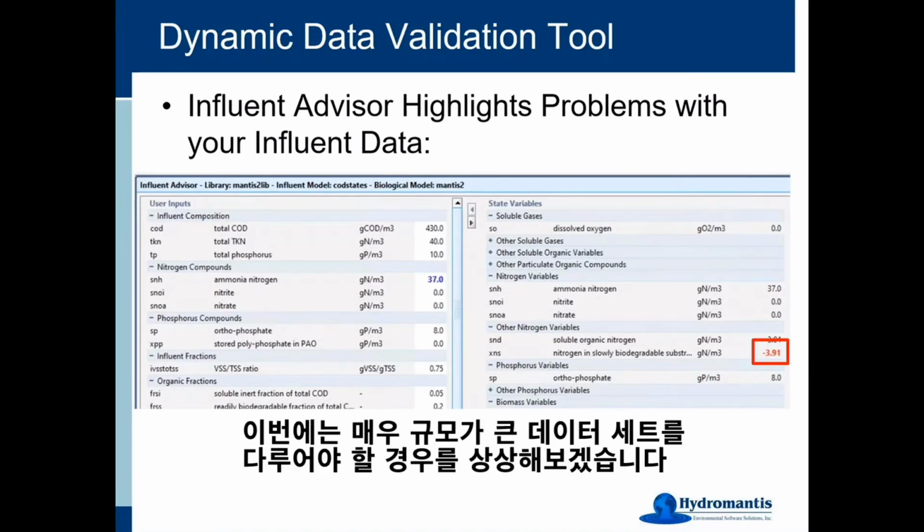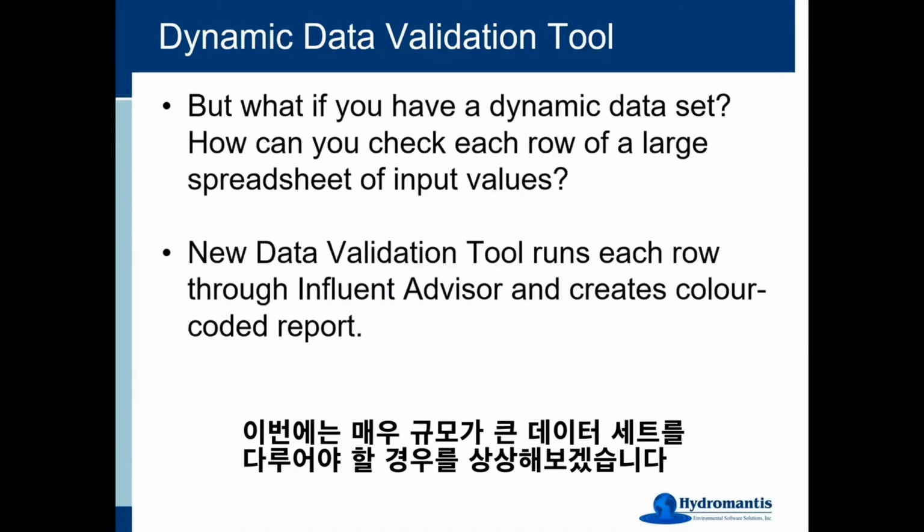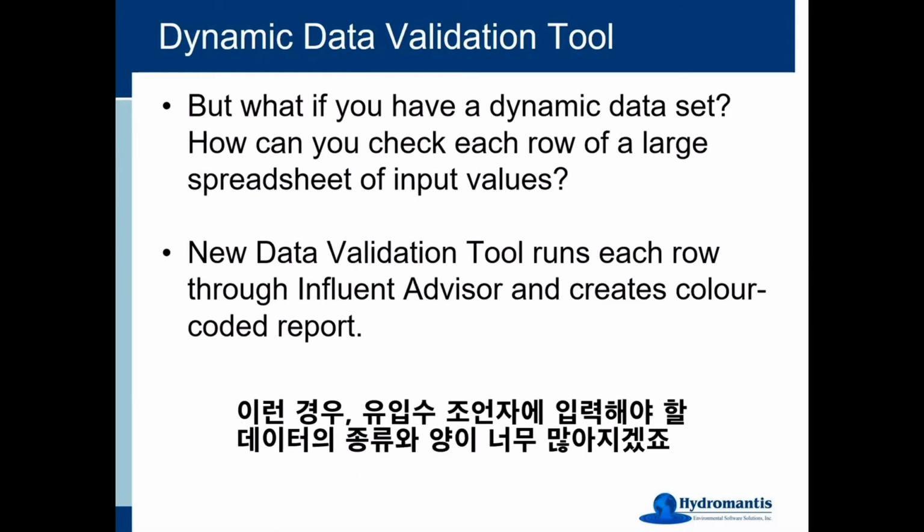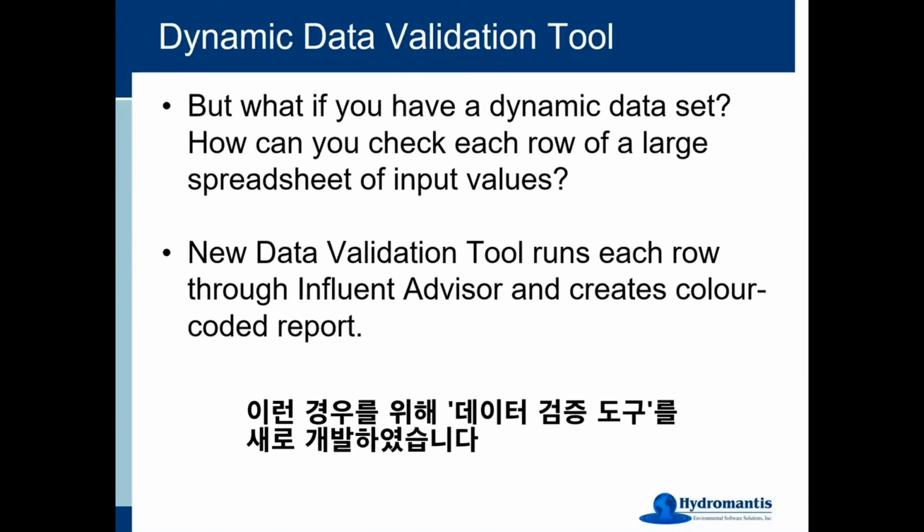So this is fine, but what happens if I have a large data set where I have different numbers for every hour for a month? That's a lot of entering information into Influent Advisor. What I would rather do is have a tool where it can do that for me.